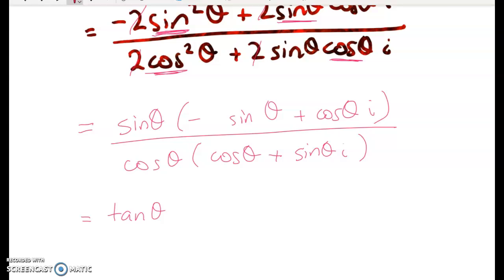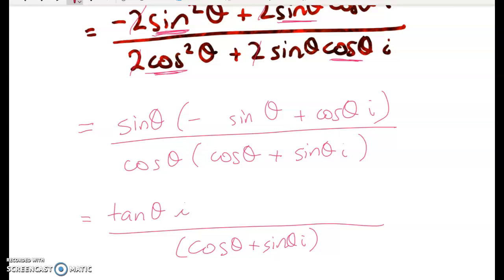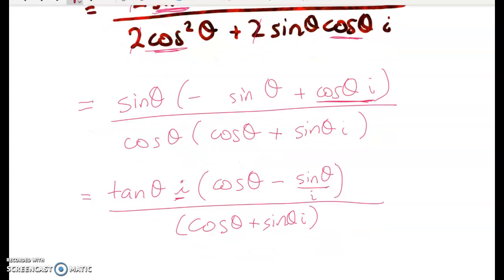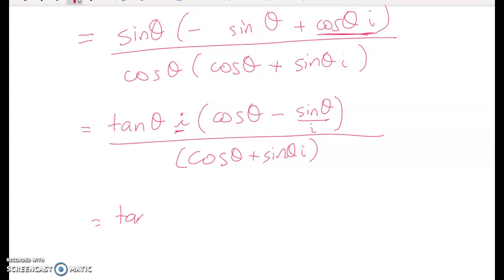So I'm going to multiply in, I'm going to leave the cos theta plus sine theta i here, and I'm going to force in that i. So if I'm timesing in the i, then I'm going to be dividing it out. Right, so I'm taking out a common factor of i. So here I've got cos theta, and then I've got minus sine theta divided by i. And now we're just about there. So it's actually not that bad. So we've got i tan theta times cos theta plus i sine theta.